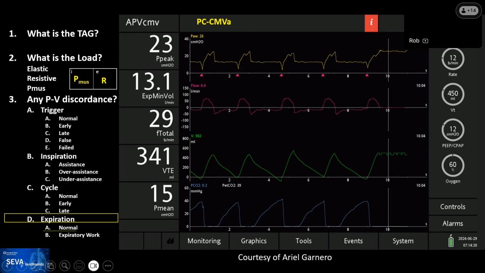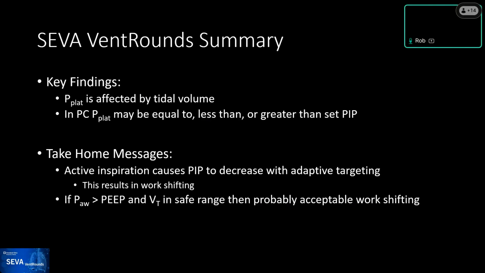So, okay, that was a pretty complicated example today, and everybody did quite well. I'm really happy with the comments. I would summarize our findings today: the key message here is that the plateau pressure is always going to be affected by tidal volume, and the plateau pressure is not necessarily the set pressure in pressure control mode. In pressure control, the plateau pressure could be equal to, less than, or greater than the set peak inspiratory pressure above PEEP. It just depends on whether or not there's an inspiratory effort, and whether or not flow is able to decay to zero before the inspiratory hold.